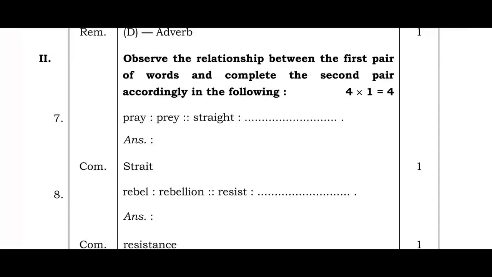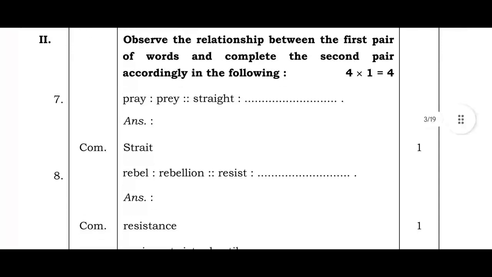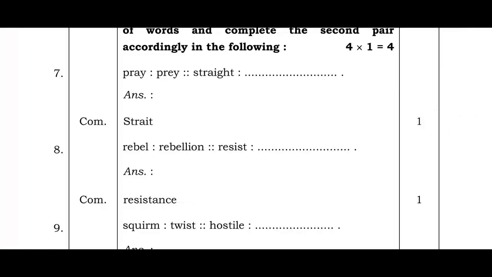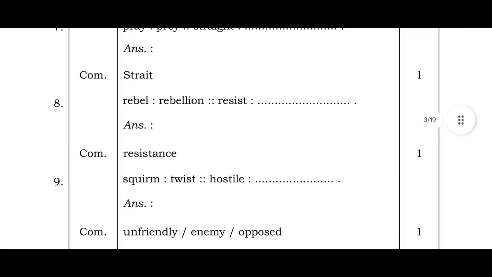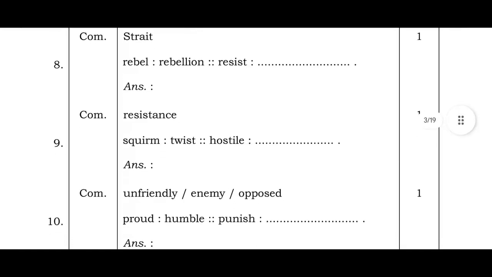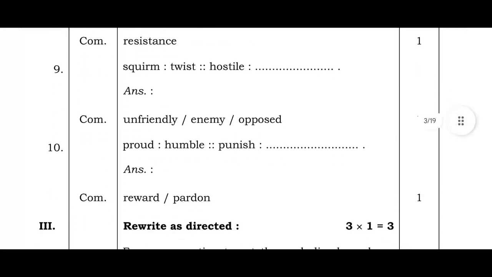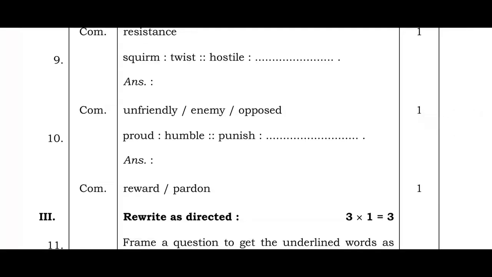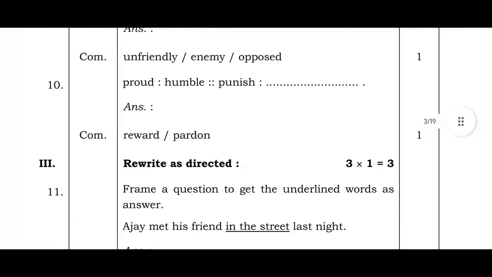Observe the relationship between the first pair of words and complete the second pair of words accordingly in the following. Pray, pray. Straight, straight. Rebel, rebellion. Resist, resistance. Squirm, twist. Hostile, unfriendly or enemy or opposed. Proud, humble. Punish, reward or pardon.